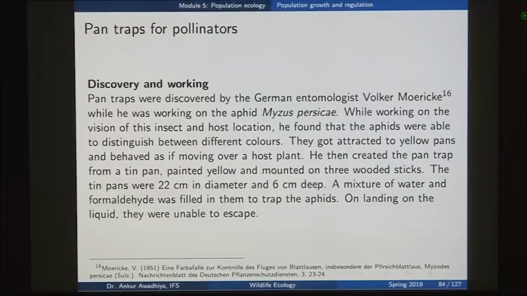Now, a short history. Pan traps were discovered by a German entomologist who was working on aphids, which are small insects. He found out that aphids respond differently to different colors, and in the case of yellow color, they were attracted to it. So, he thought, why not make use of this phenomenon. He constructed a pan trap made from a tin pan, which is why it goes by the name of the pan trap. It was painted yellow in color and mounted. This was the first size, 22 centimeters in diameter and 6 centimeters in depth, and then he added a mixture of water and formaldehyde. So, how do these pan traps work?